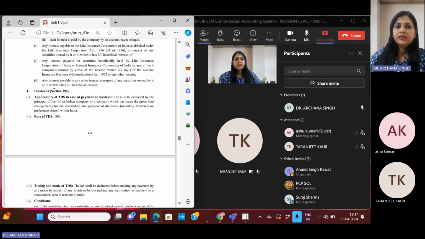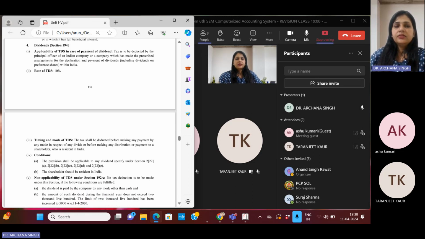Then the last one is interest payable to any other insurer in respect of any securities owned by it or in which it has full beneficial interest. So full beneficial interest means कि जो interest payable है to any other insurer regarding the securities owned by it or in which it has full beneficial interest, in that case also you don't have to do the TDS. Now next is dividends according to section 194.